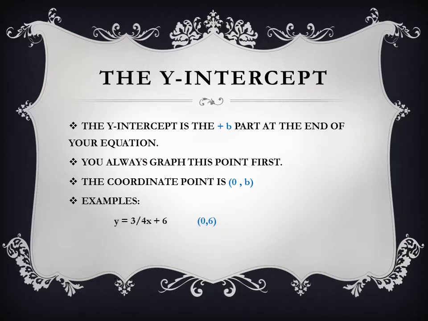In y equals 3/4 x plus 6, your y-intercept is 0, 6. In y equals 5x minus 4, your y-intercept is 0, -4. Remember, the sign in front of the number always stays with that number.